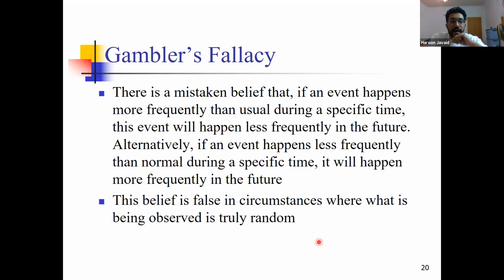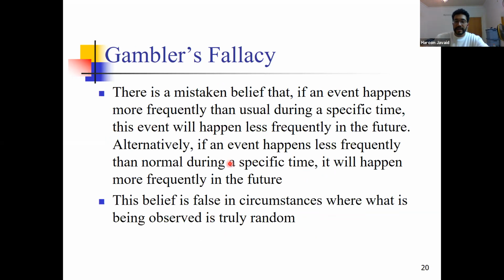Okay. So this is basically a phenomenon. You just need to know what it means. The Gambler's fallacy is a mistaken belief that if an event happens more frequently than usual during a specific time, this event will happen less frequently in the future, or vice versa.